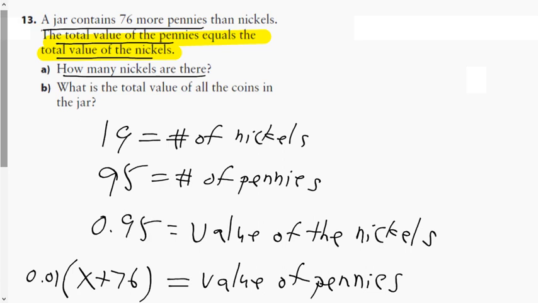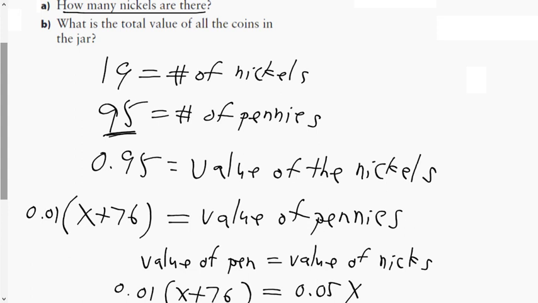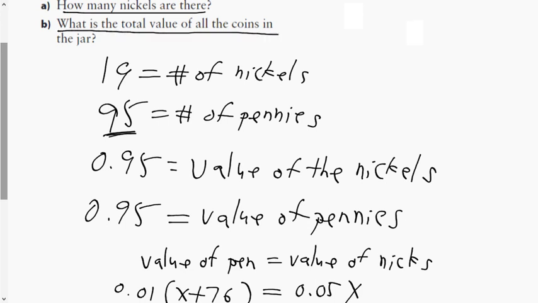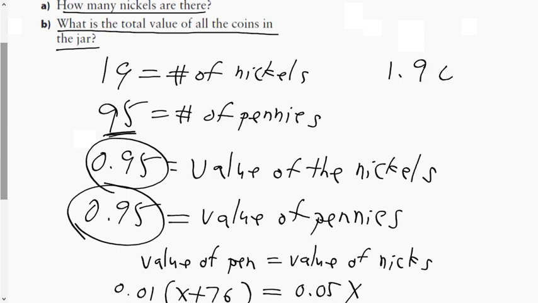And without doing much math, if I have 95 pennies, I think we all know that 95 pennies is also worth 95 cents. But the question does not say what's the value of the pennies. It says what's the total value of all the coins in the jar. Well, if there's 95 cents worth of nickels and there's 95 cents worth of pennies, in that jar there is $1.90. The value of the nickels combined with the value of the pennies.